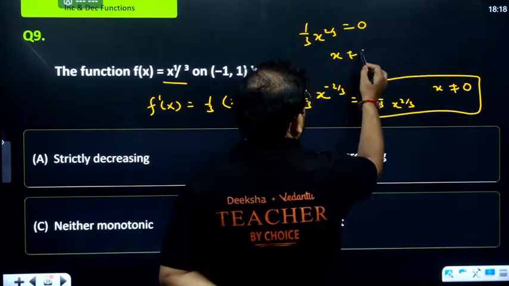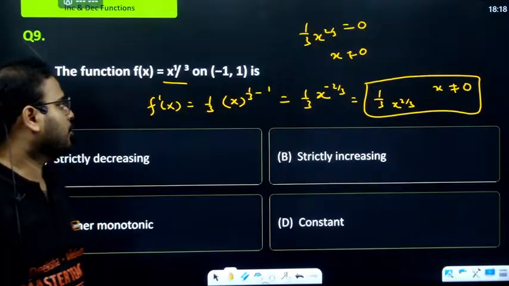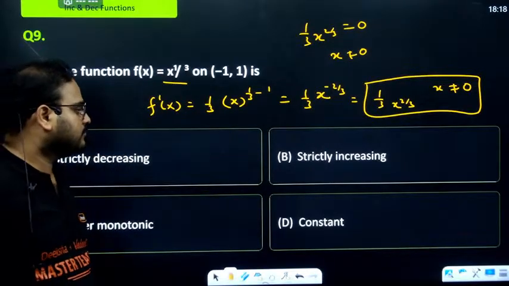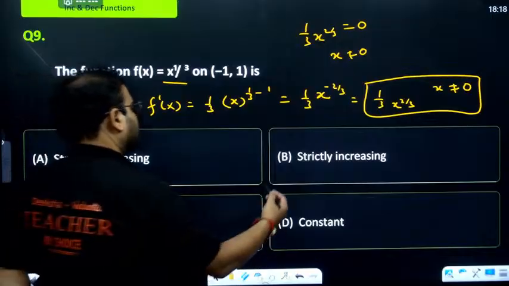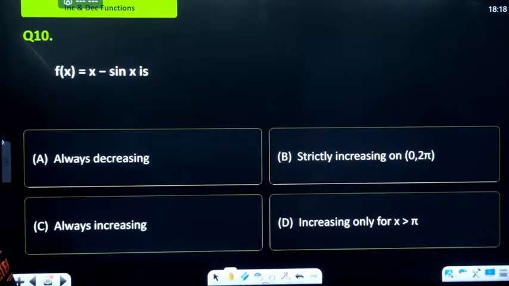X can never be equal to 0. There is no critical point. This is going to be a monotonic function and this has a positive coefficient. We can go with option B. Option B. This one.